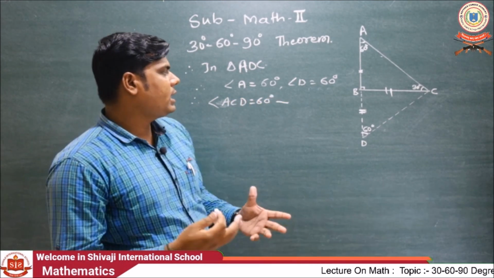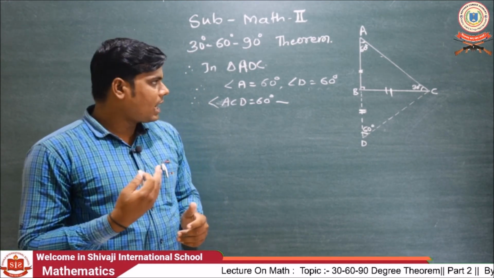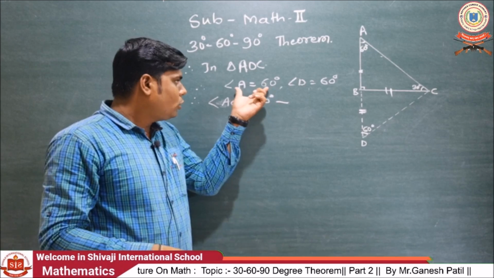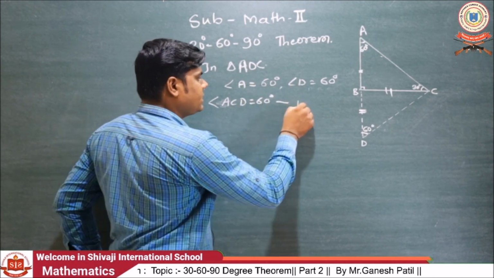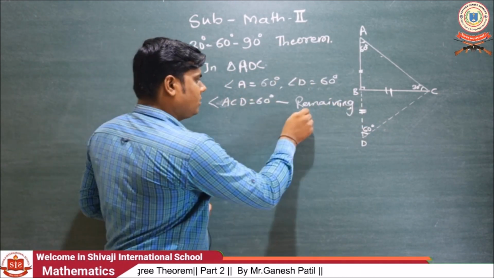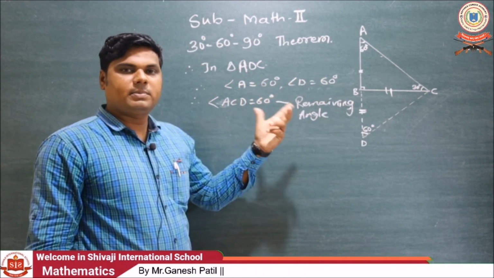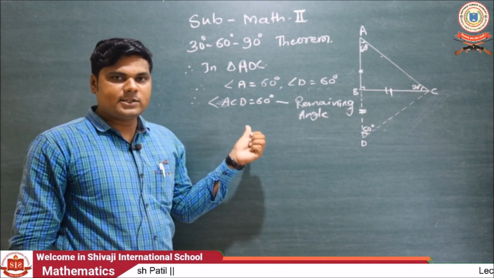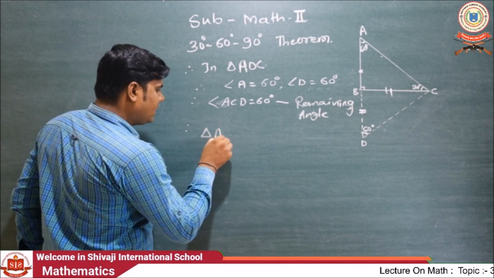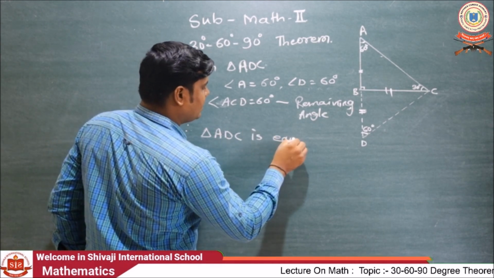We have to know very well that the sum of all angles of a triangle is 180 degrees. In that triangle two angles are 60 and 60, and this is the remaining angle of the triangle. The remaining angle is also 60, because one is 60, another one is 60. 60 plus 60 is 120, and 180 minus 120 means 60 degrees. Therefore triangle ADC is an equilateral triangle.